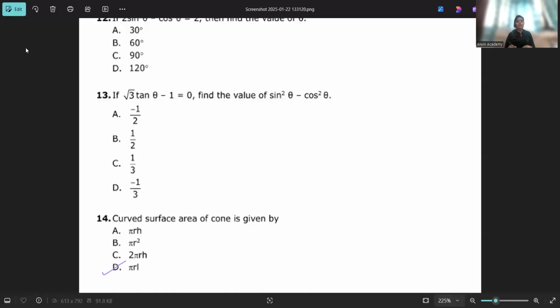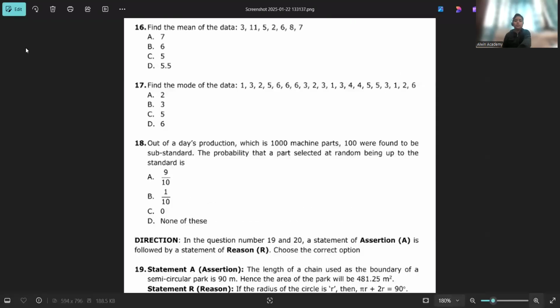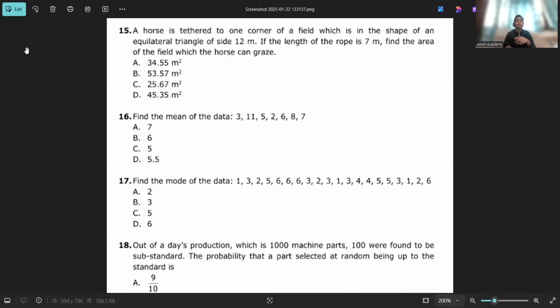Going to the next question, we have a rope is tethered, okay? A rope is tethered to one corner of a field which is in the shape of an equilateral triangle. So this is the particular equilateral triangle. This is 12, this is 12, this is 12, and a rope is tied, say from here. If the length of the rope is 7 meters, now let's say this is the rope, so this length is 7 meters. All of these lengths are in meters.